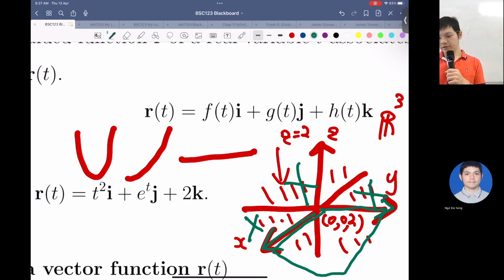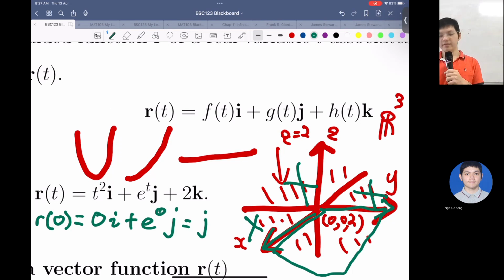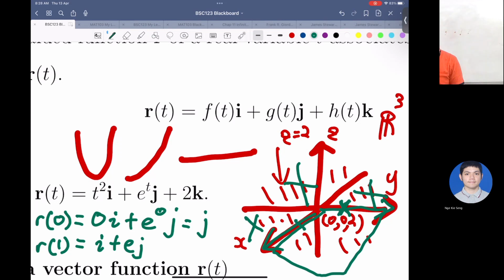So how to draw? When t equals zero, let's draw t equals 0. r(0) is 0i plus e to the 0 j, which is j. So at the 0 point, you start with 1 here. Maybe we can test another number. r(1), what is r(1)? r(1) is i plus e j. So when x equals 1, you got e in j here, so maybe around here.